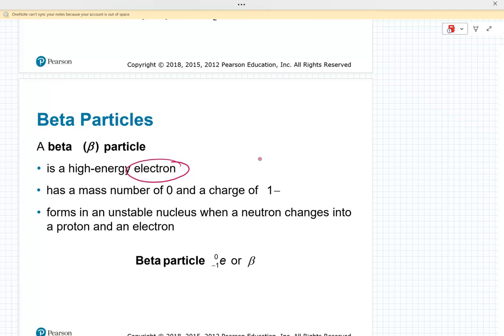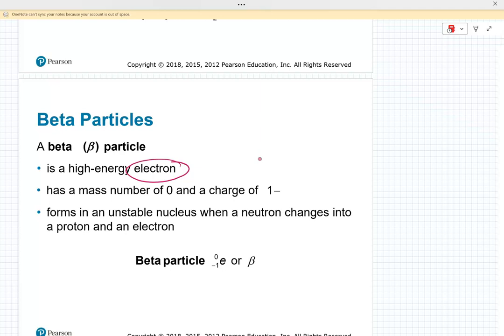But beta particles. An electron, so the mass is small, okay? But the energy is what determines how bad the effect of that beta radiation will be, okay?